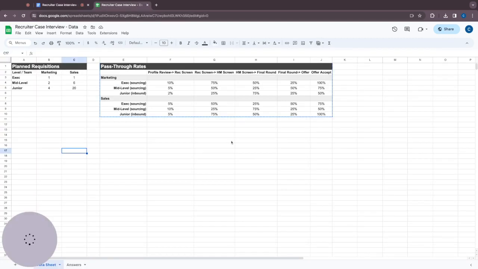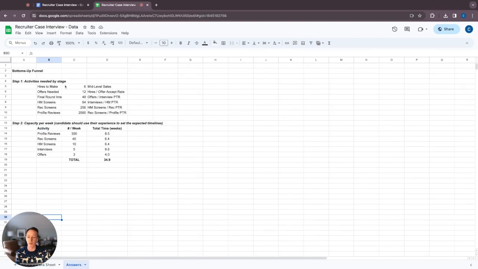Now, if you click through to the sample spreadsheet here, you can see the numbers live here, but you can see the answer that I came up with. And this doesn't always necessarily need to be the right answer. The first step should always be about the same. And if you're not going to use a calculator, you can make rough estimates to each. But what you can see here is that I've started with the total hires that we need to make, which is 6. This is for the mid-level sales role. And then for each one, I just divide the number of hires by the pass-through rate, which gives me 12 offers needed to get 6 hires.